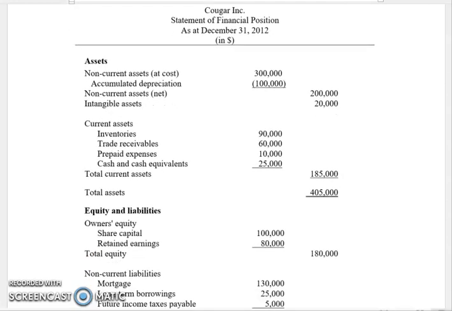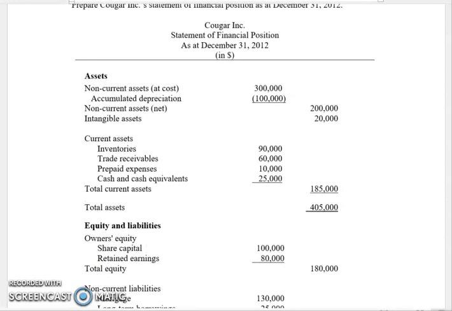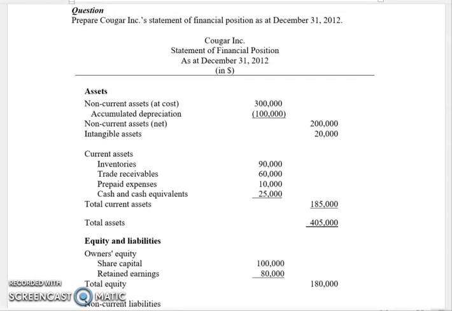Let's cover exercise 5, preparing the statement of financial position for Cougar Inc. You were given a list of accounts for Cougar, and if you remember, the three main areas on your statement of financial position are your assets, your equity, and your liabilities. Your total assets is going to be the exact same amount as your total equity and liabilities once you add those together. Okay, so that was from Financial Accounting 1.